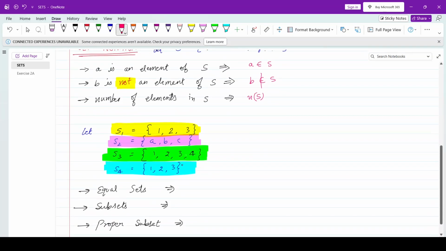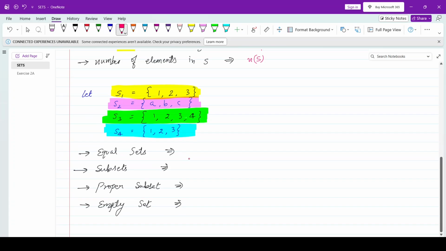Now there is some more notation about it. So let's say there are 4 sets. S1 is 1, 2, 3, S2 is A, B, C, S3 is 1, 2, 3, 4, and S4 is 1, 2, 3. So we can say S1 is equal to S4 because they have an equal number of terms and these terms are equal.